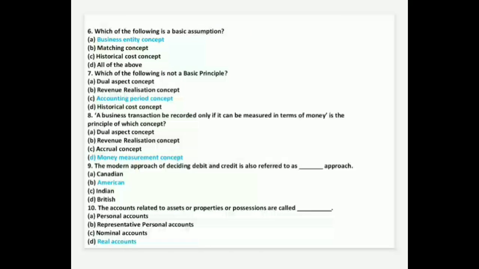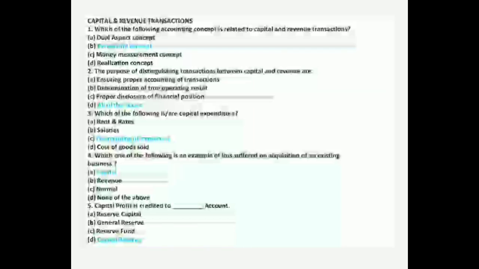Guys, nominal account is not the answer; real account is the correct answer, because the accounts related to assets and properties are nothing but real accounts. I repeat, assets or properties is a real account. Now let's see the questions related to capital and revenue transactions.